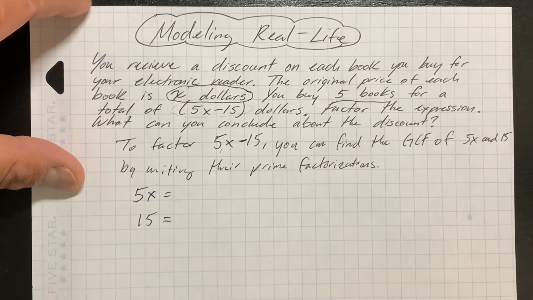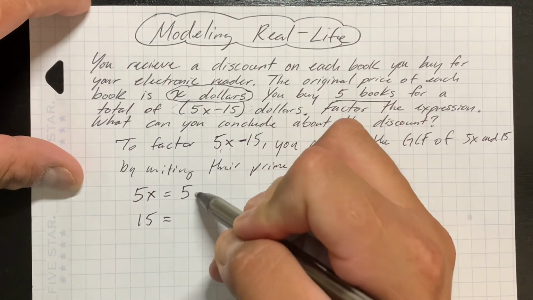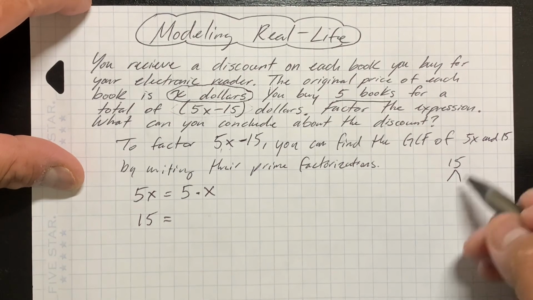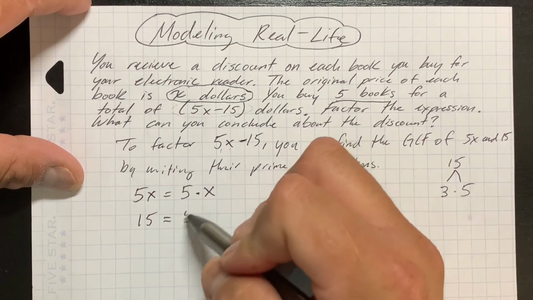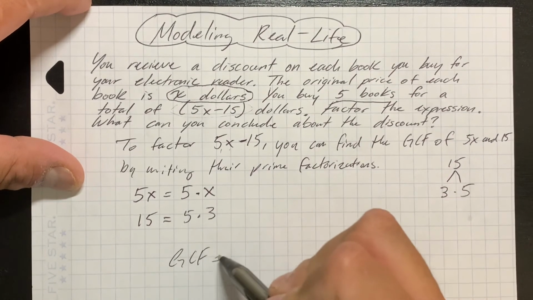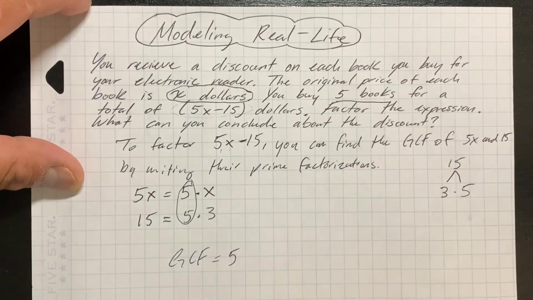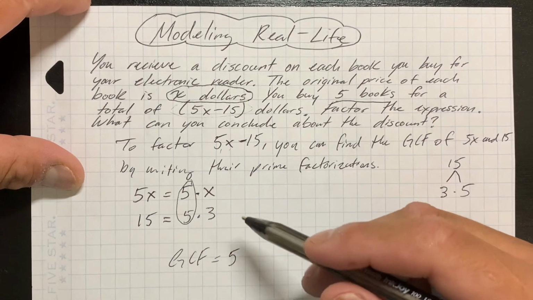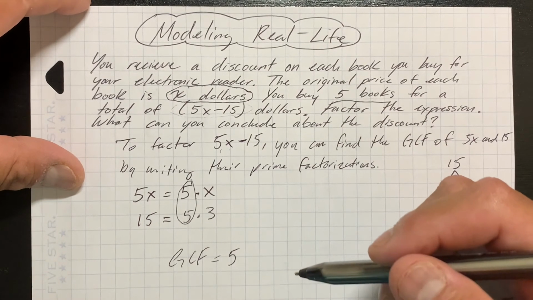Again, we're going to write the prime factorizations of these numbers. To make 5x, we multiply 5 times x, and to make 15, here's 15 using the factor tree. So find the prime factorization of 15: 3 times 5 equals 15. So 5 times 3. Now, what did they have in common? We're looking for the greatest common factor that 5 and 15 have in common. The only thing they have in common is 5, so the greatest common factor is 5. We're going to use this greatest common factor to factor the expression.